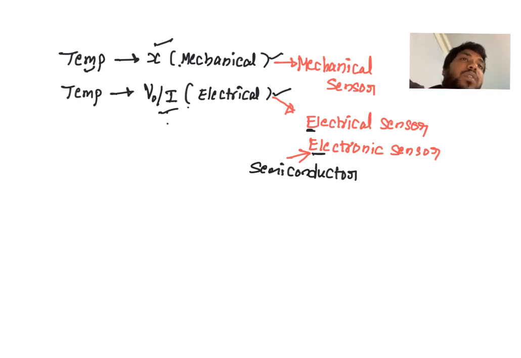Now let me conclude the topic here. By chance, if the output is mechanical, corresponding to the physical quantity, then that particular device is called a sensor. By chance, if the output is an electrical quantity when the temperature is changing, then it falls in two categories. Either it might be an electrical sensor or it might be an electronic sensor. So what is the classical difference between them? An electronic sensor uses a semiconductor material, whereas an electrical sensor might not use a semiconductor material.